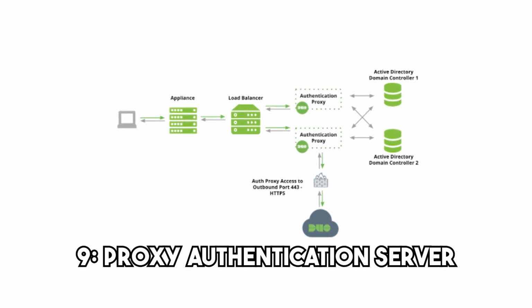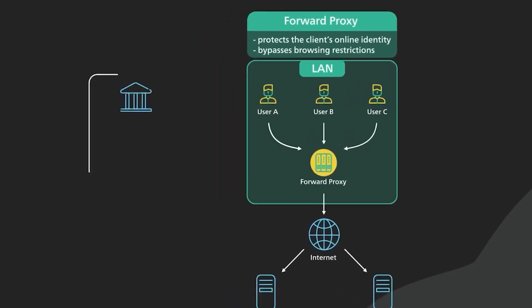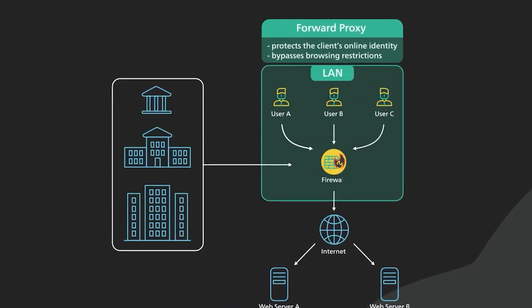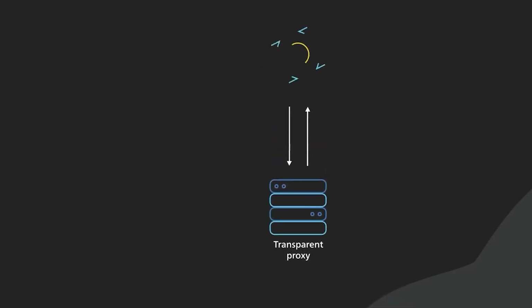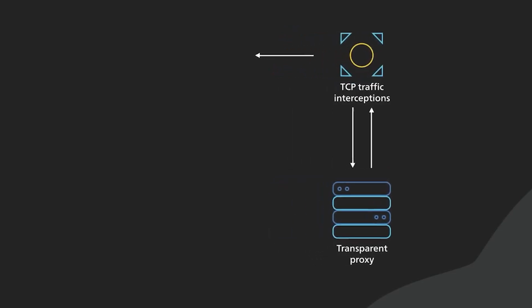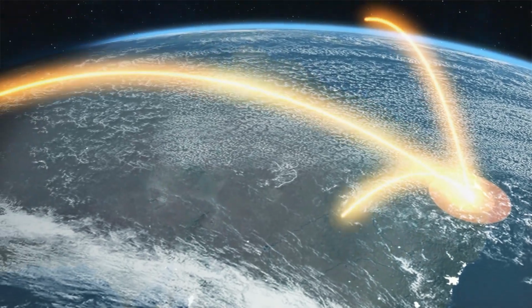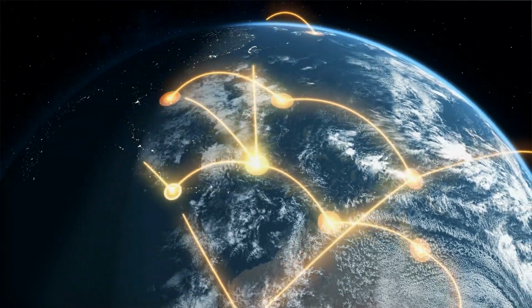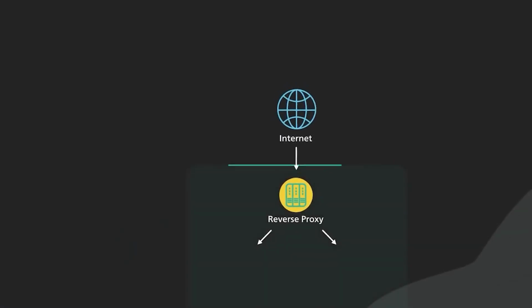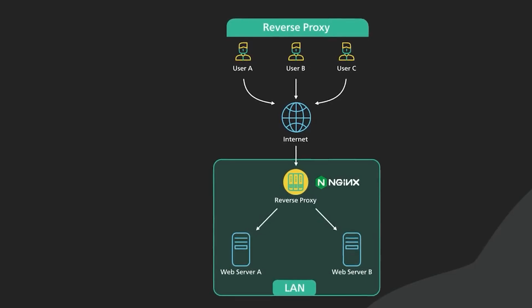9. Proxy authentication server. We talked about proxy servers earlier, but there's a specific type used just for controlling access: the proxy authentication server. This server ensures that only authorized users can access the internet or specific web services through the proxy. For example, a school network might use proxy authentication to block access to social media unless certain credentials are entered. It adds a layer of accountability and security, helping organizations enforce browsing policies and prevent unauthorized use.